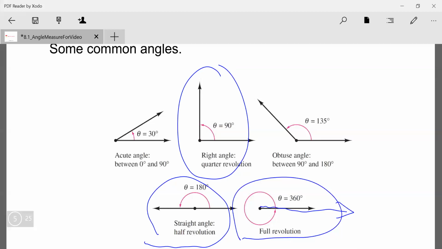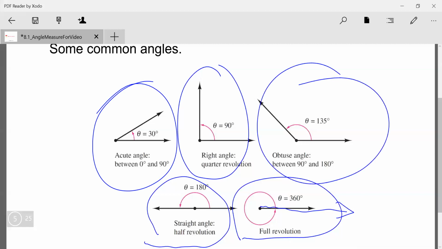Now, if you have an angle between 0 and 90 degrees, then it's called an acute angle. And if you have an angle whose measure is between 90 and 180, then it's called an obtuse angle. So those are the special and some common angles.